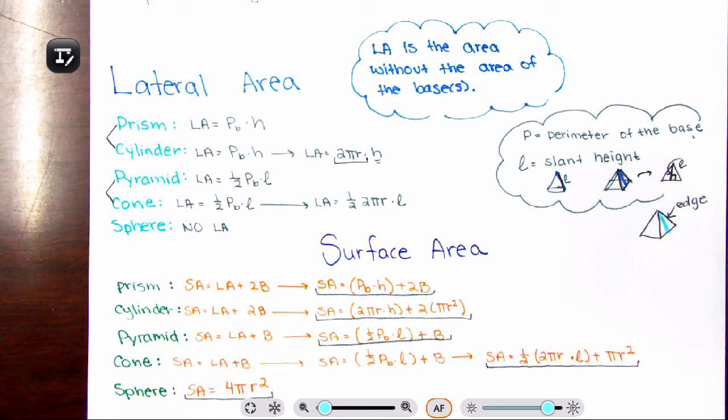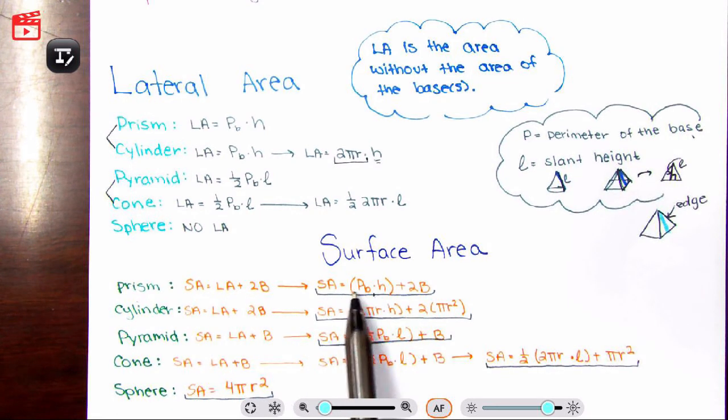A cylinder has a base on top and a base on the bottom. A pyramid and a cone only have one base, and a sphere, again, doesn't have lateral area. So we have a new formula for the surface area of a sphere. Now I went ahead and input the lateral area into the surface area formulas, so it'd be a little bit easier for you guys.